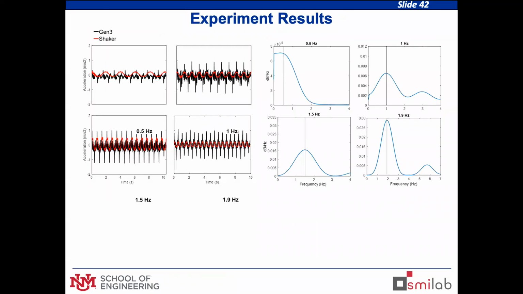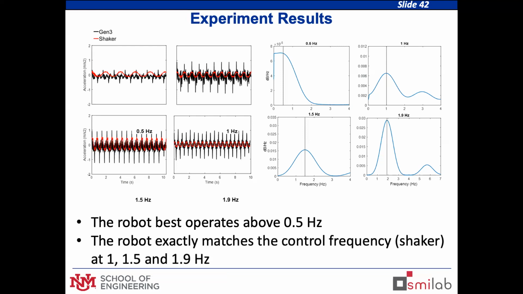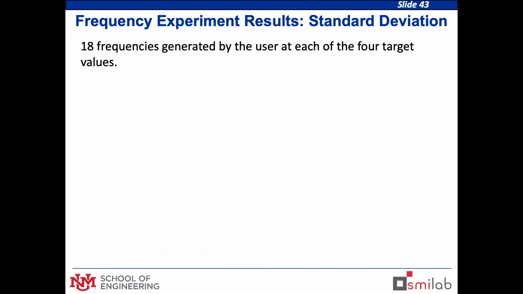Again, for the Arduino, we don't worry too much about those time histories. The 0.5 gives us that problem, but you can see the 1, 1.5, and 1.9 are very, very close. This is the human controlling the robot. The vertical line is the sensor on the shaker, and the blue is the sensor on the robot. The sensor on the robot, we're moving with our hand. So in general, very, very good controller.